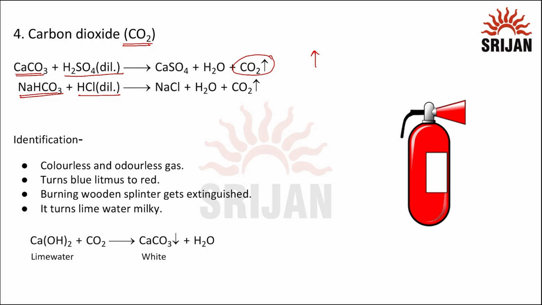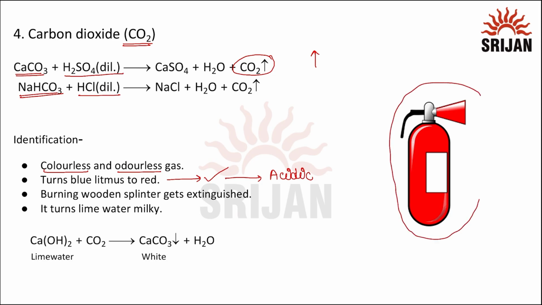Points of identification are that carbon dioxide is a colorless and odorless gas. It turns blue litmus to red. That means it is showing a color change in the litmus, and it concludes that it is of acidic nature. So carbon dioxide is actually acidic. A burning wood splinter gets extinguished, which means that carbon dioxide is not a promoter of fire. It will never promote fire. That is the reason we use carbon dioxide in fire extinguishers.